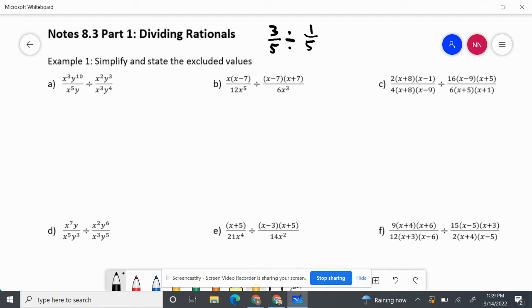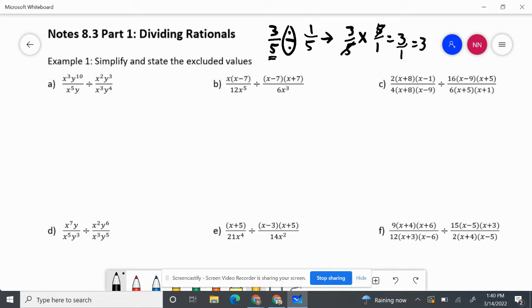Some teachers say keep, change, flip, meaning we keep the first fraction, we change the division to multiplication, and then we flip the second one. And this is what it means by multiplying by the reciprocal. We see that the 5's cancel, and we end up with 3/1, or just 3. And so that's what we're going to do today.